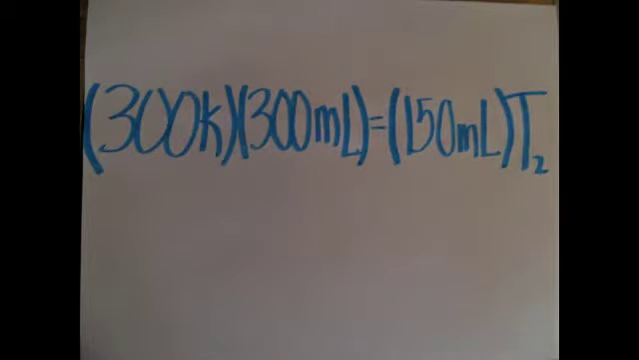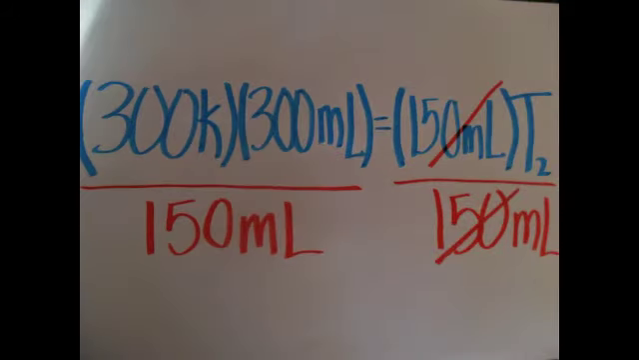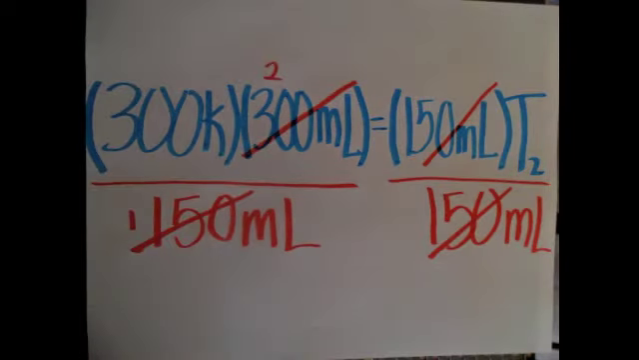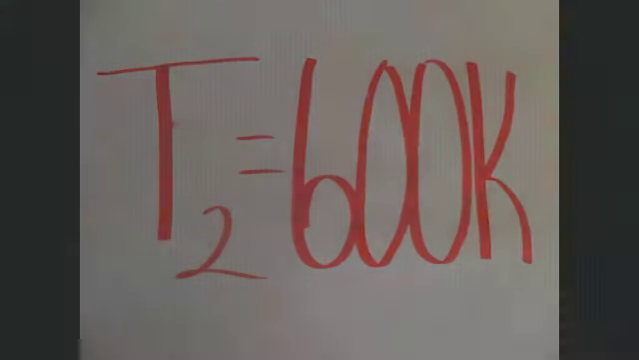Now that you have cross multiplied, you will now divide both sides by 150 milliliters. The 150 milliliters will cross out on the right side, and on the left side, the 150 milliliters goes into 300 milliliters 2 times, crossing out the milliliters and leaving you with 300 Kelvin times 2. The final answer is T2 is equal to 600 Kelvin.